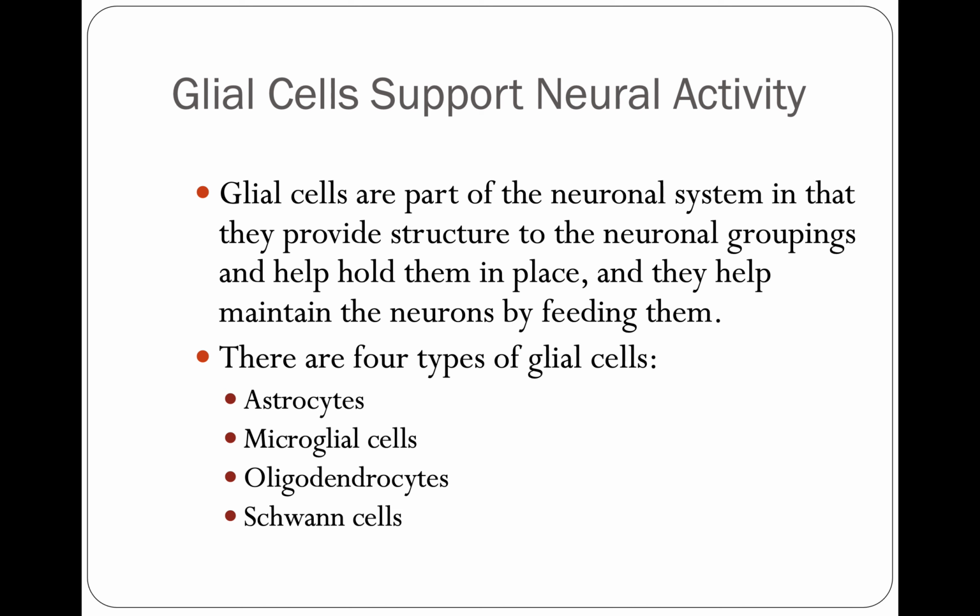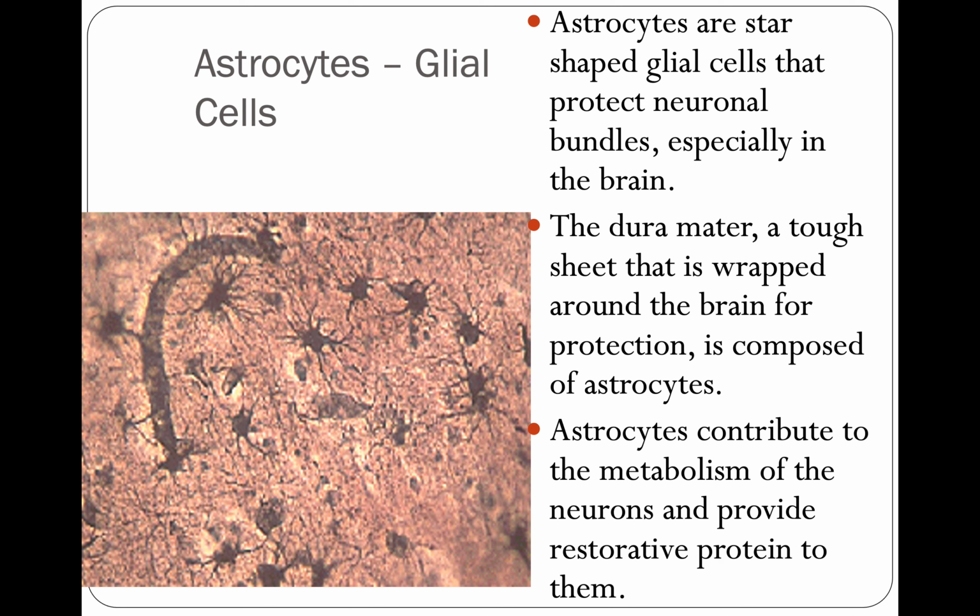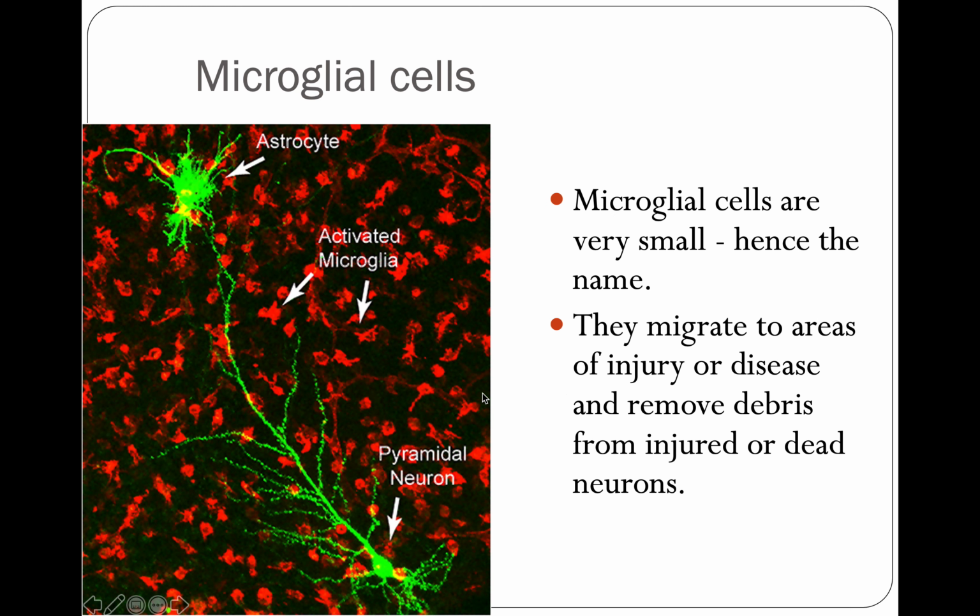So if you ever are part of brain surgery, the first thing that they will have to do after they open the skull is to cut through the dura mater, or this layer of astrocytes. Kind of interesting. Microglial cells are very small, hence the name.